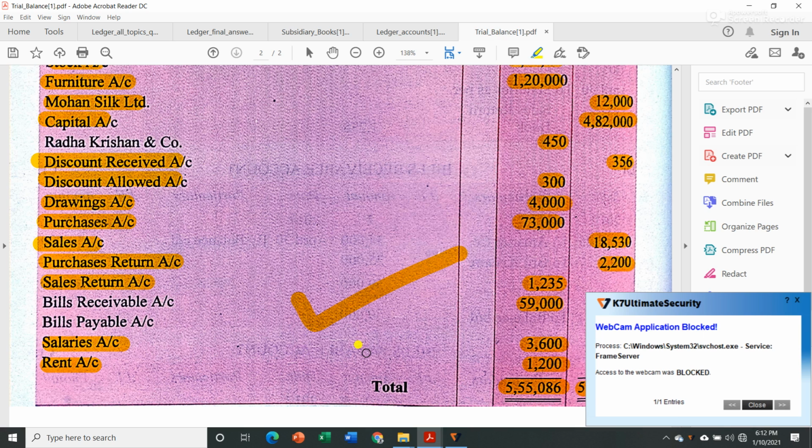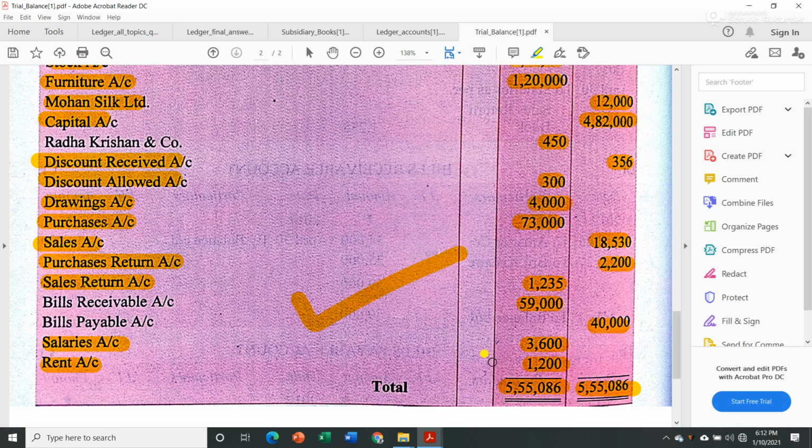Okay, so I hope you understood this question. It is a lengthy one, but go over this one more and more, so that you will have a clear idea how to prepare ledger accounts and trial balance from special purpose subsidiary books, okay.